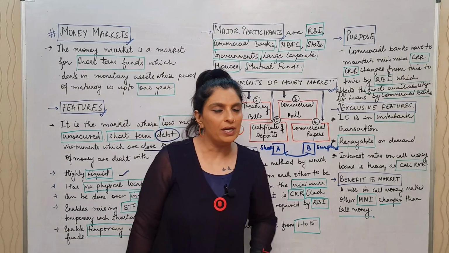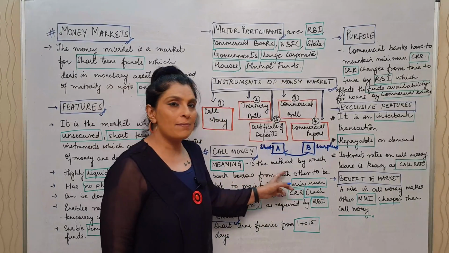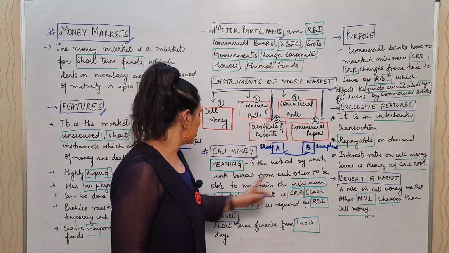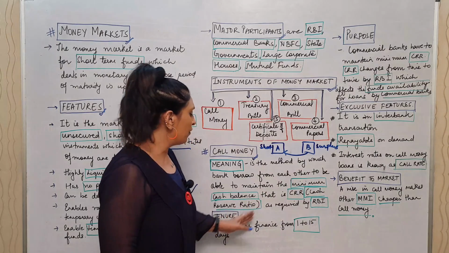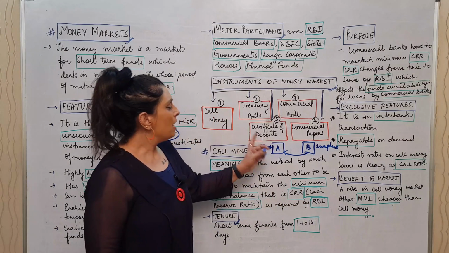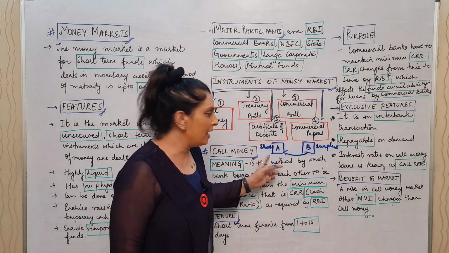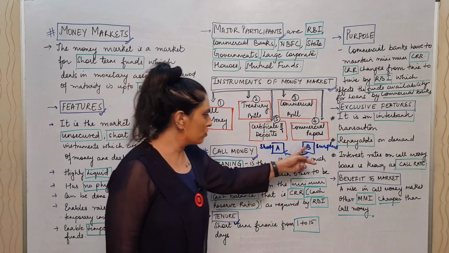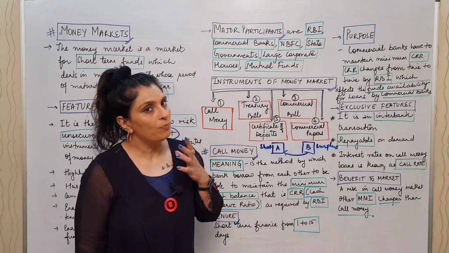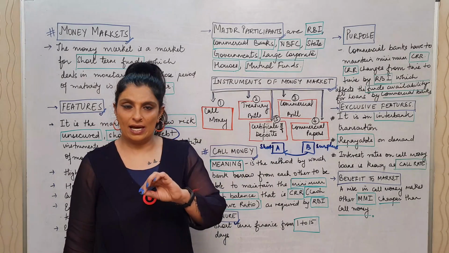It is known as call money. Now, the meaning is that it is the method by which banks borrow from each other to be able to maintain minimum cash balance, that is CRR, cash reserve ratio as required by RBI. This is bank A, this is bank B, this is short of funds, this has surplus. The bank borrows from bank B. Purpose is what? To maintain CRR.